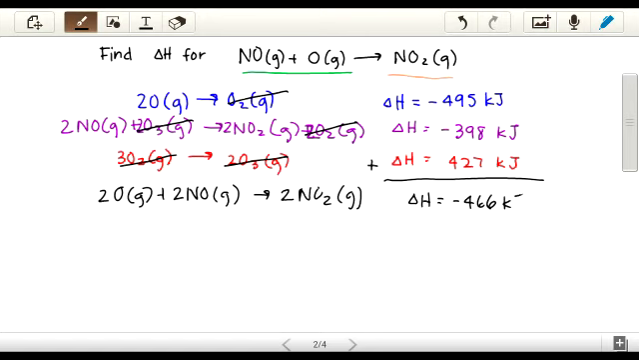But we have to notice that in the original equation above, right here, all the coefficients are 1. So you're going to have to divide this equation by 2. So your final answer for the equation that they want you to get is going to be negative 466 divided by 2, which is negative 233.